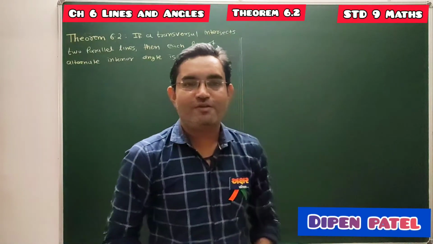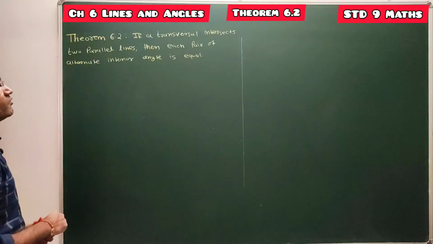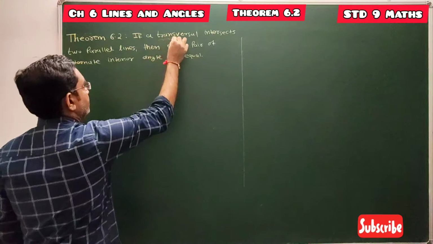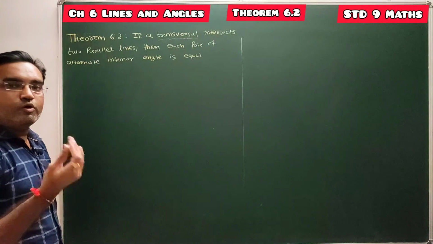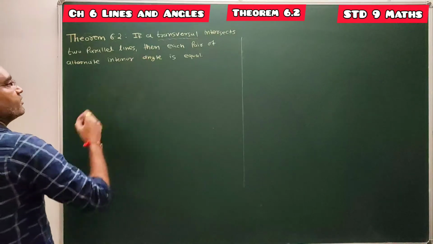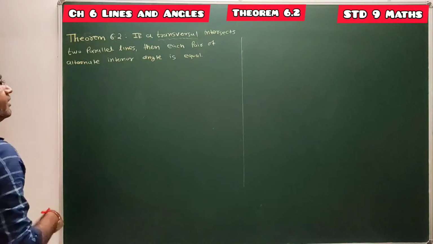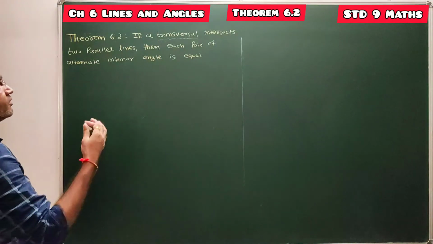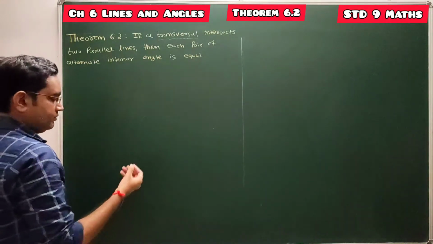In this video we are going to discuss theorem number 6.2. The given statement is: if a transversal intersects two parallel lines, then each pair of alternate interior angles is equal. We have already discussed transversal. What is a transversal? A transversal is the line which intersects two or more lines at distinct points. So we are given a transversal and two parallel lines, and whatever alternate interior angles form, they are equal.